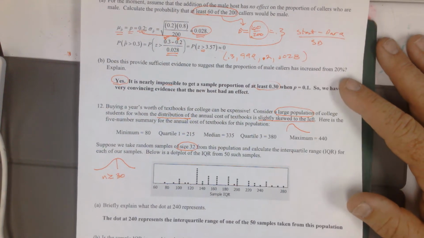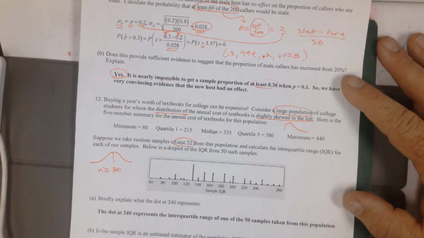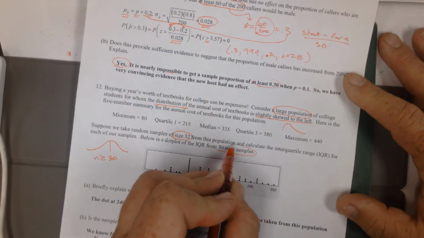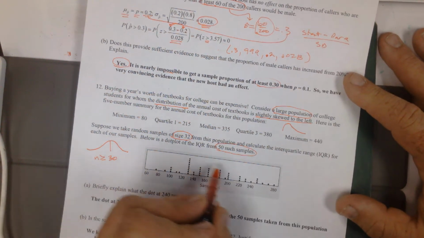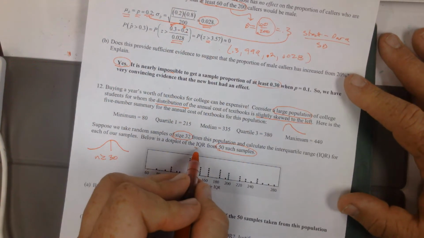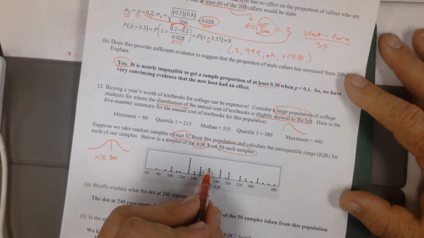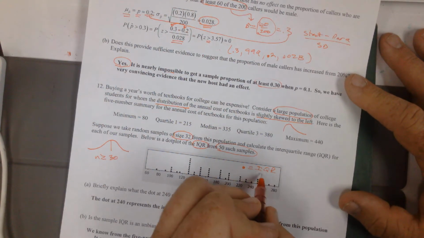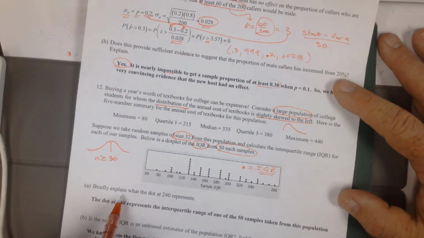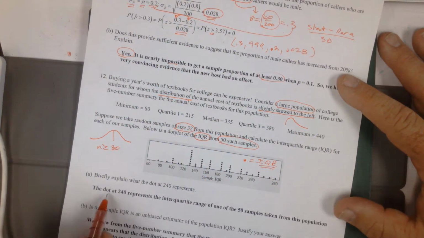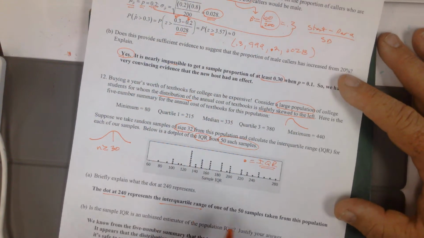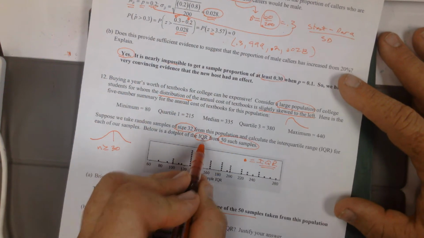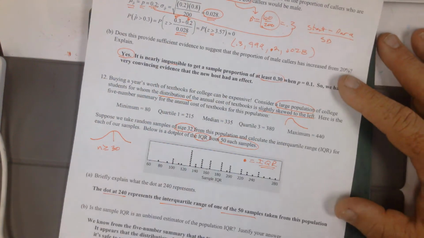So we're working on that here, okay? So we took random samples of size 32, and then we took 50 samples. So we created a new dot plot. What did we create a new dot plot of? IQR. So these aren't just dots. Each dot is equal to an IQR. Okay? So, briefly explain what the dot of 240 represents. The dot represents the interquartile range from one of the 50 samples. It just tells you right there. Below is a dot plot of the IQR from 50 samples. So each dot is an IQR.